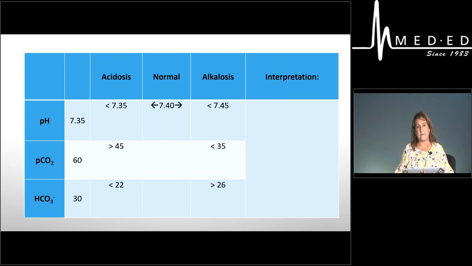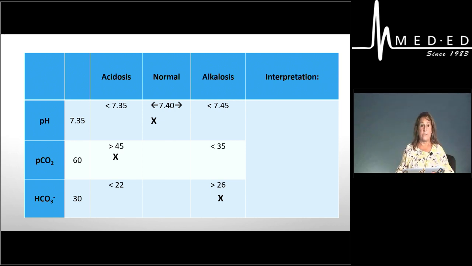pH is 7.35. Normal, but on the lower end of normal, okay? And I put that over to the lower end of normal for a reason, and I'm going to show you that in just a minute. The PCO2 is 60. That's high or acidotic. And the bicarb is 30, which is higher than 26, which is alkalotic. So now my pH is normal, but both of my parameters are not right.